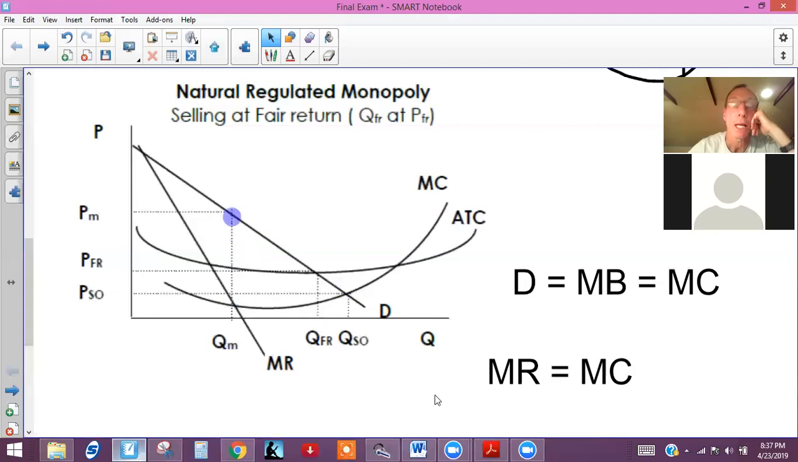And if you looked at total revenue versus total cost, they would have the biggest difference between their total revenue and total cost right here. This is where their revenue would be bigger than their cost.